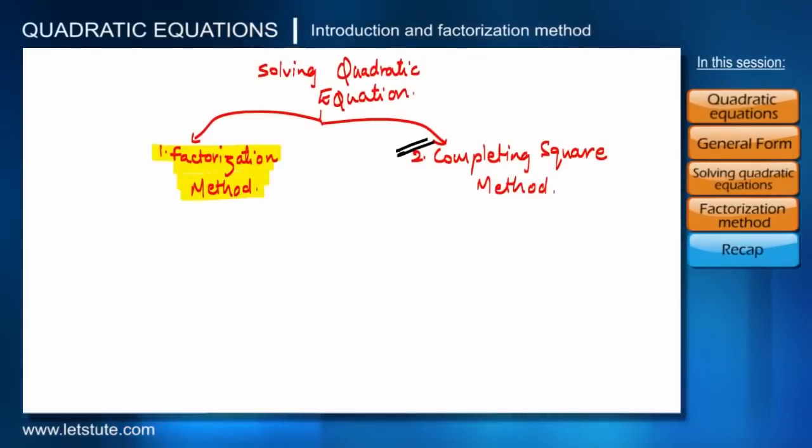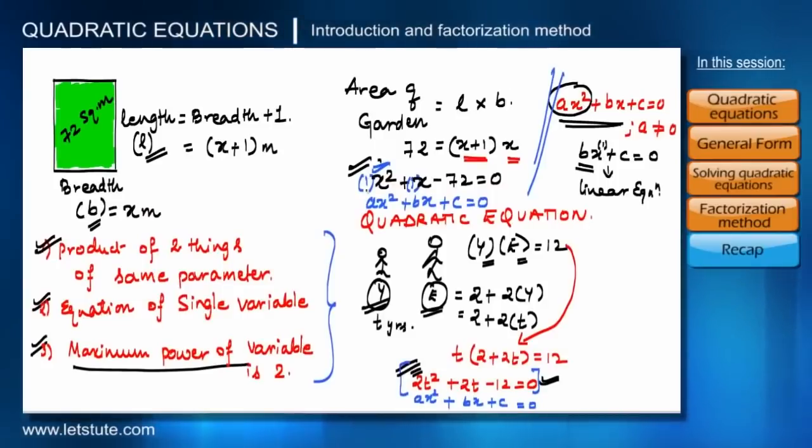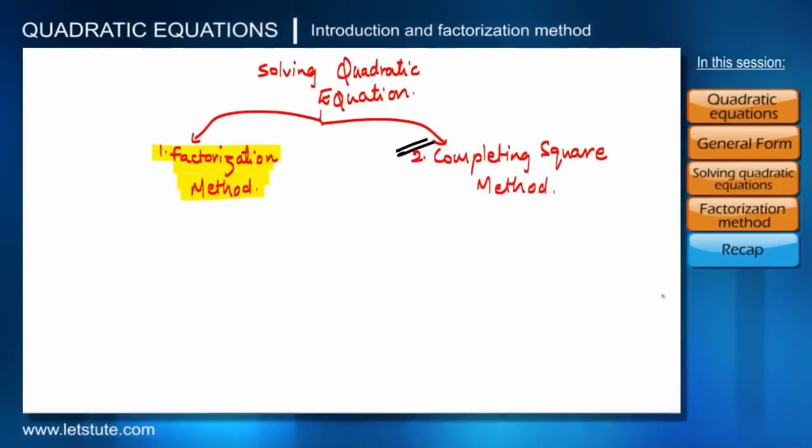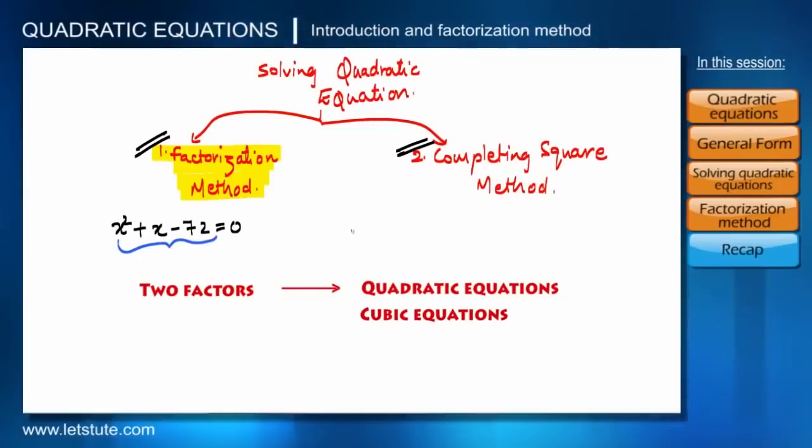So let's take any one quadratic equation from the above examples. Let's take the quadratic equation related to the area of the garden. The equation was x square plus x minus 72 equal to 0. According to this method, we have to convert this left hand side into two factors. Now the question is why two factors? Because it is a quadratic equation. If it was a cubic equation, we would require three factors.